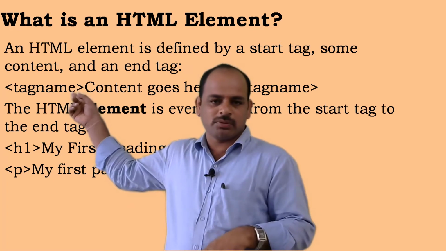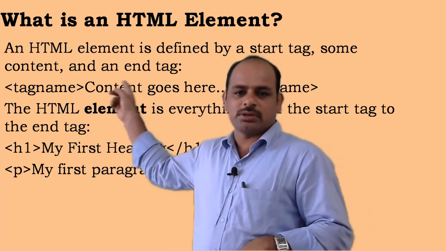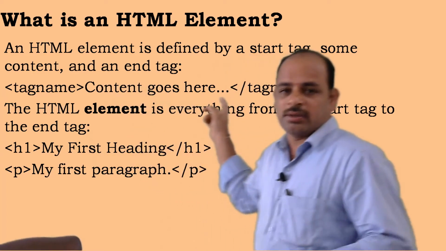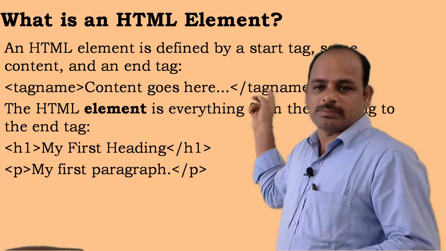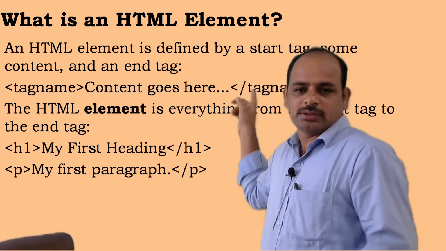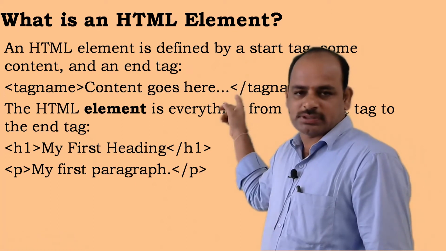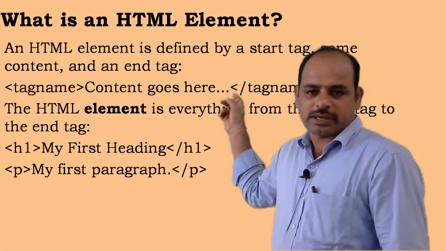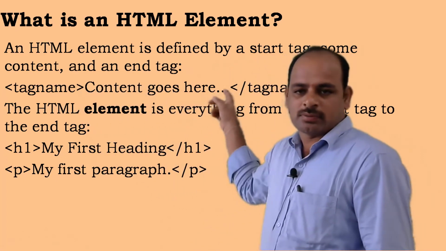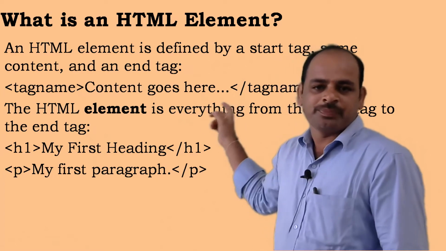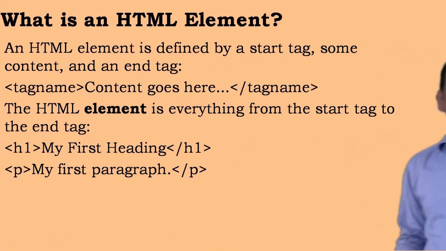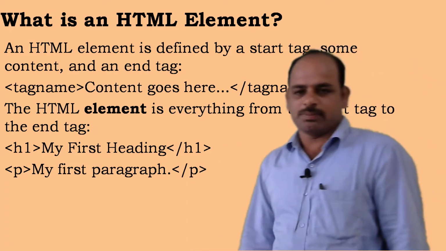In the previous example, you have seen. And here you have to write the content, whatever content you want to display in the page. And then it is the closing of the tag. So it is the beginning of the tag and it is the closing of the tag. You can observe there is a forward slash between opening and closing tags. For the opening tag there is no forward slash, but for the closing tag there is a forward slash. So the element is everything from the starting tag to the ending tag. You can see these are the examples.